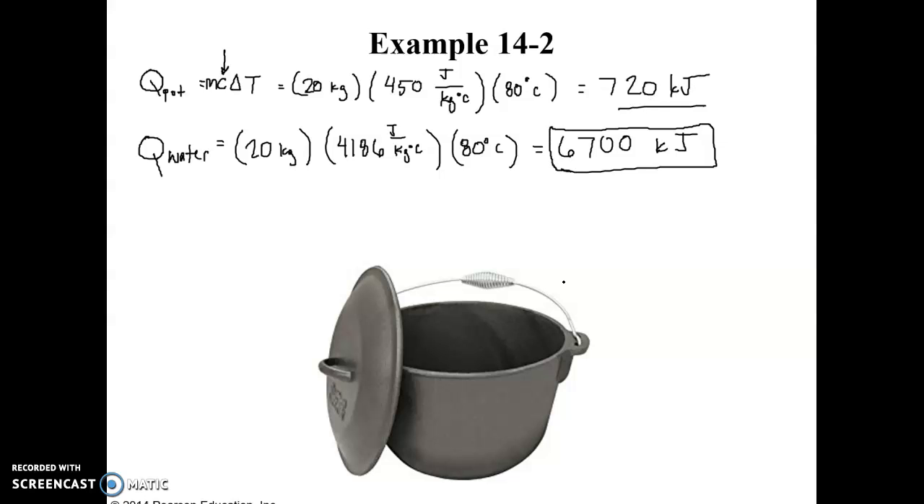720 kilojoules to heat up the cast iron pot is nothing compared to the amount of heat required to raise the temperature of the water inside it. So that's one reason why we use a material like cast iron to make pots like this, because it doesn't require as much heat to warm it up, especially when we compare it to the food, which is probably mostly water, that we are cooking inside of it. That takes, by comparison, a lot more heat.